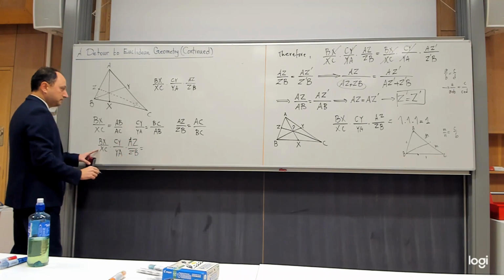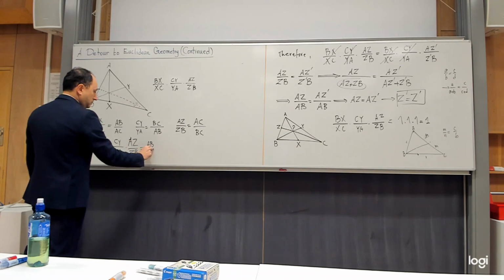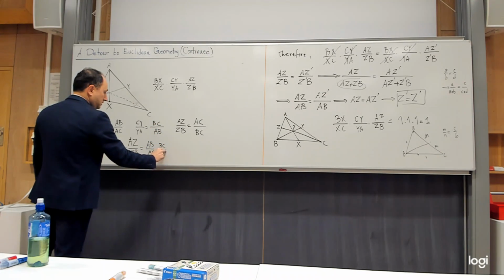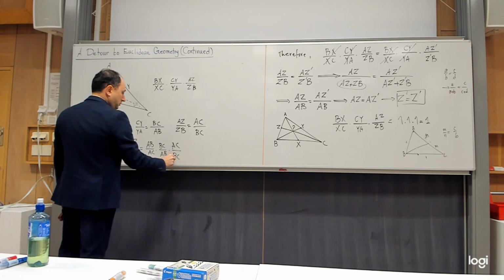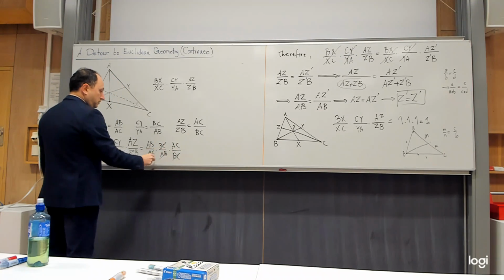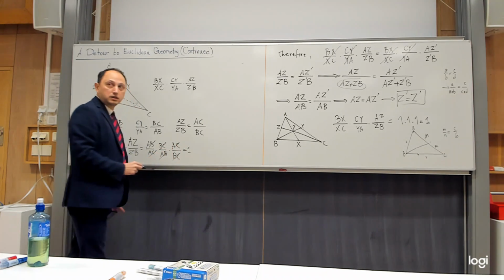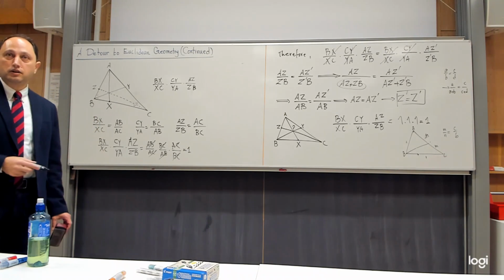Then what happens? Instead of this one, I can put AB over AC. Instead of this one, I can put BC over AB. And instead of this one, I can put AC over BC. But this BC and that BC are gone, AB and AB, and AC and AC. So again, this is equal to 1. Yes, so I calculated that one, and it becomes equal to 1, so they are also concurrent.